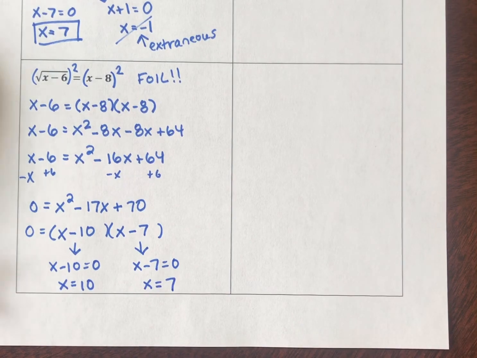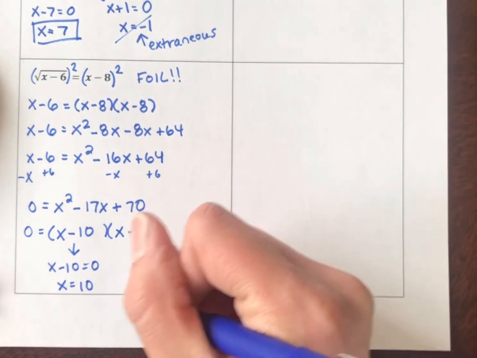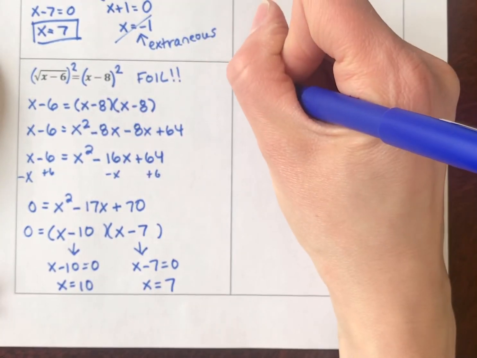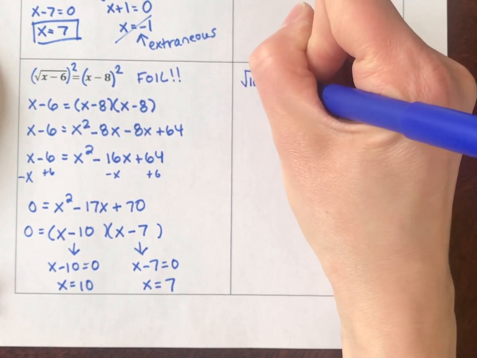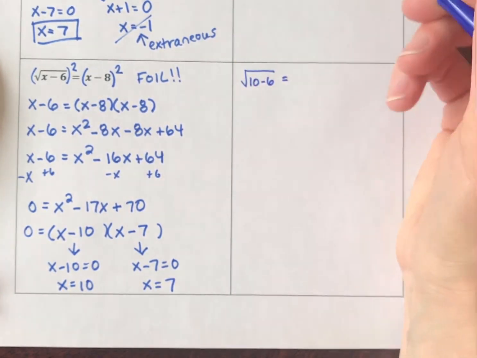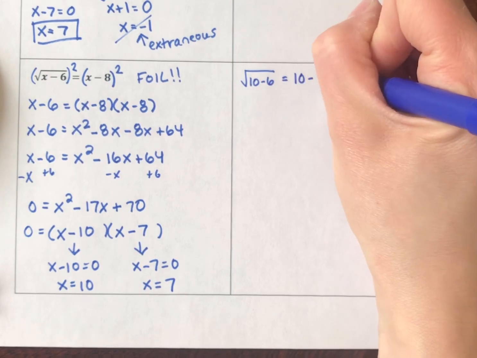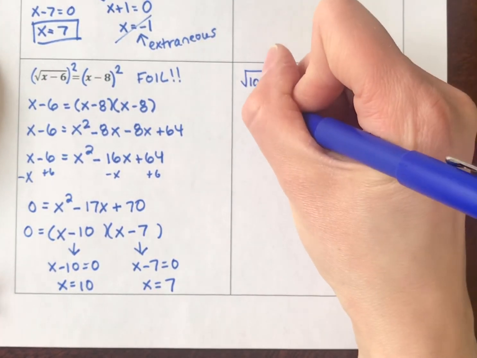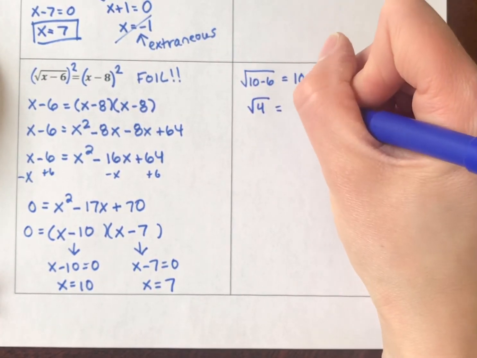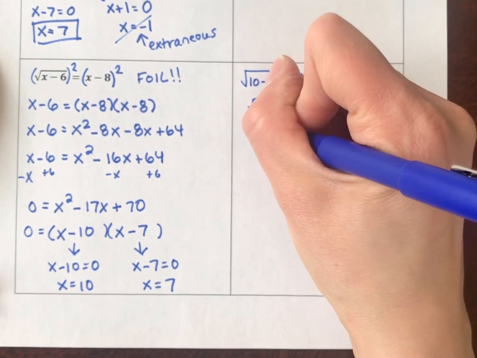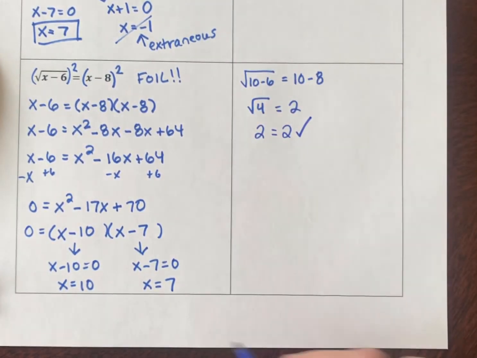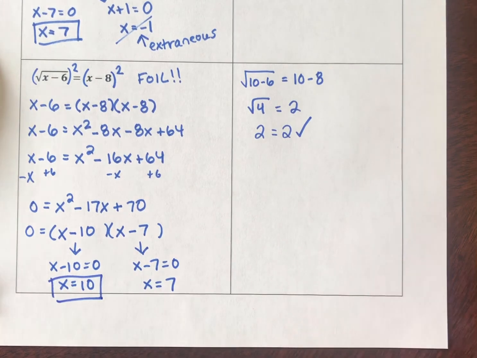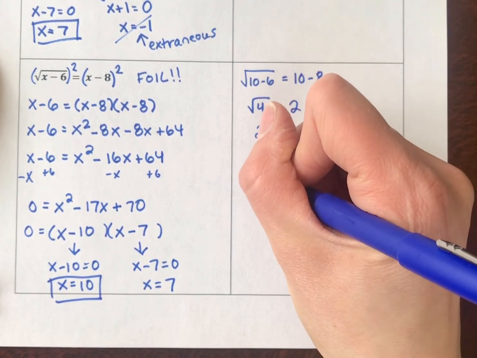So your last step, you have to check. So I'm going to plug 10 and 7 back into the original problem. So if I check 10 first, I'm going to say, is the square root of 10 minus 6 equal to 10 minus 8? 10 minus 6 is 4. 10 minus 8 is 2. The square root of 4 does equal 2. So 10 works.